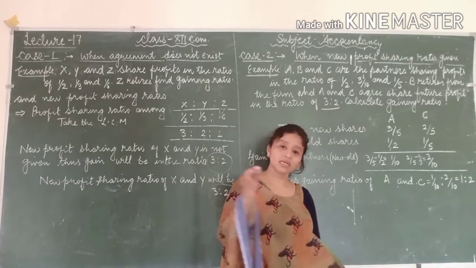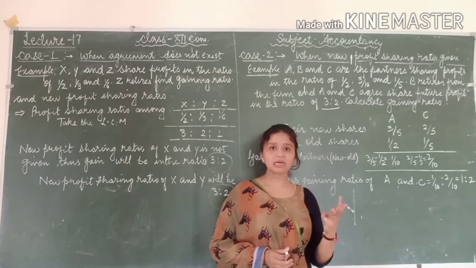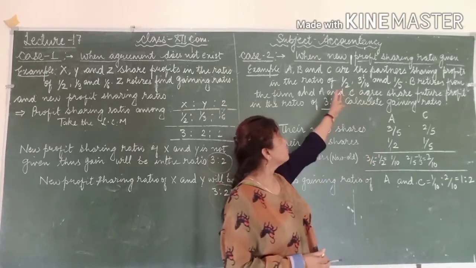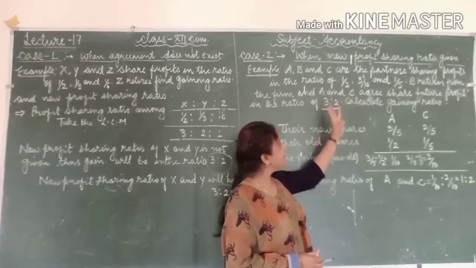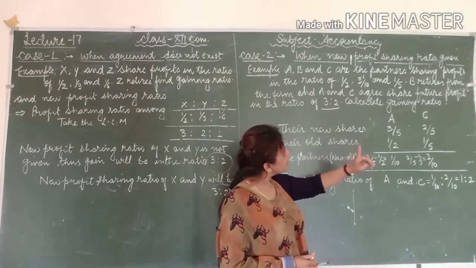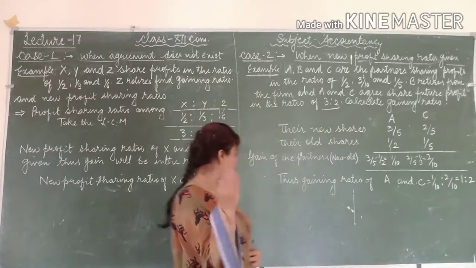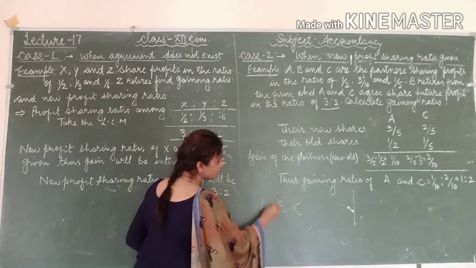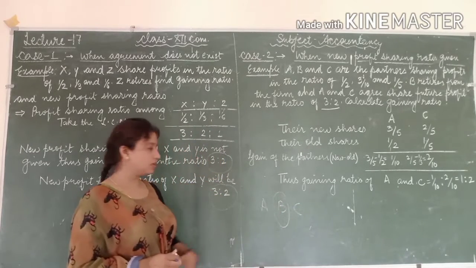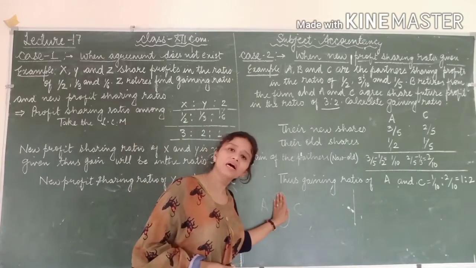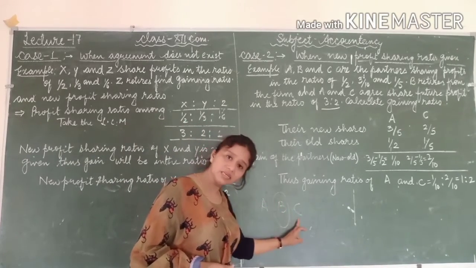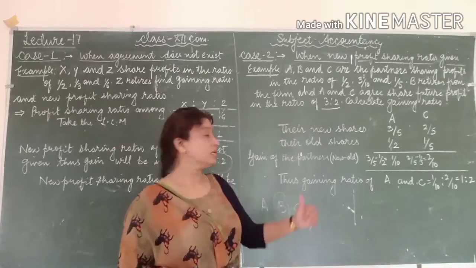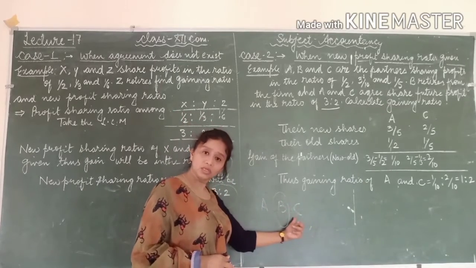Try to understand the question. There are three partners with their old ratio, which is given in fractions, and now one of the partners, that is B, retires. It means A, B and C. Who is retired? B is retiring. So who are the remaining partners? A and C. You have to calculate their profit sharing ratio.